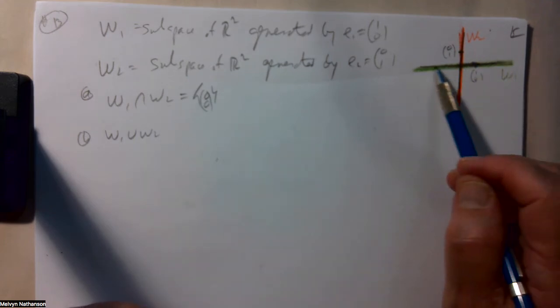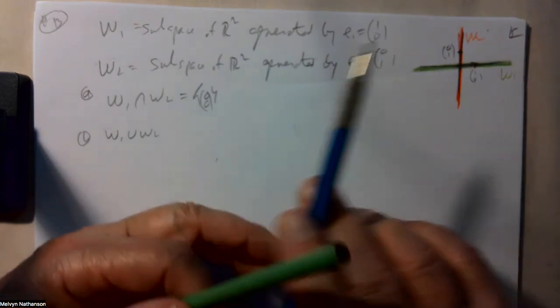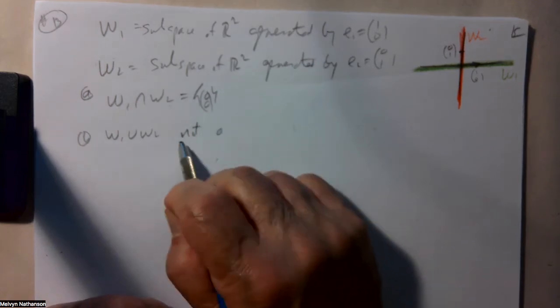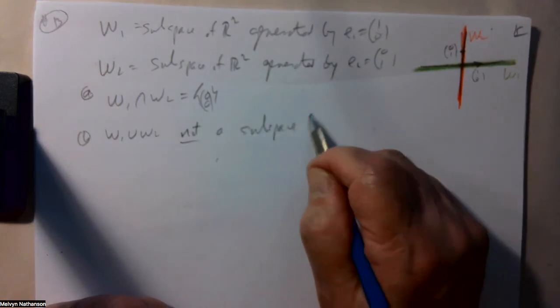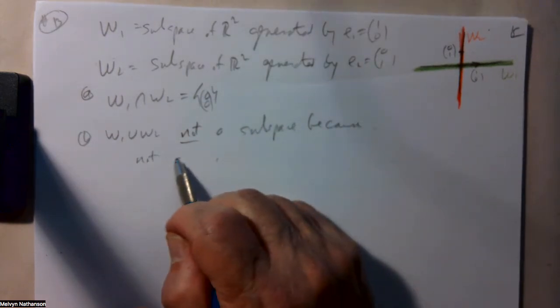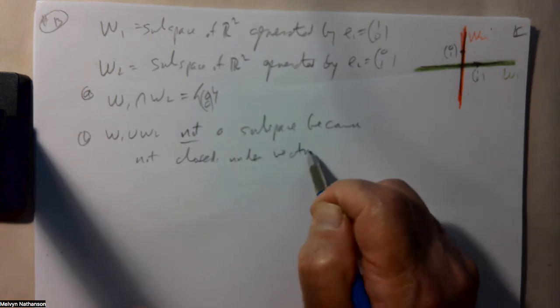W1 union W2 is just the union of these two lines, the green line plus the red line. And this is not a subspace because, for example, it is not closed under vector addition.